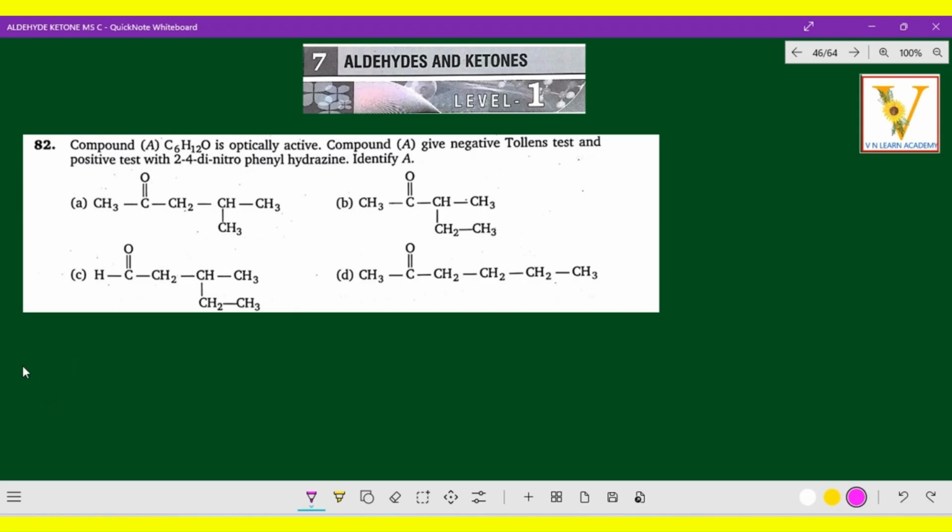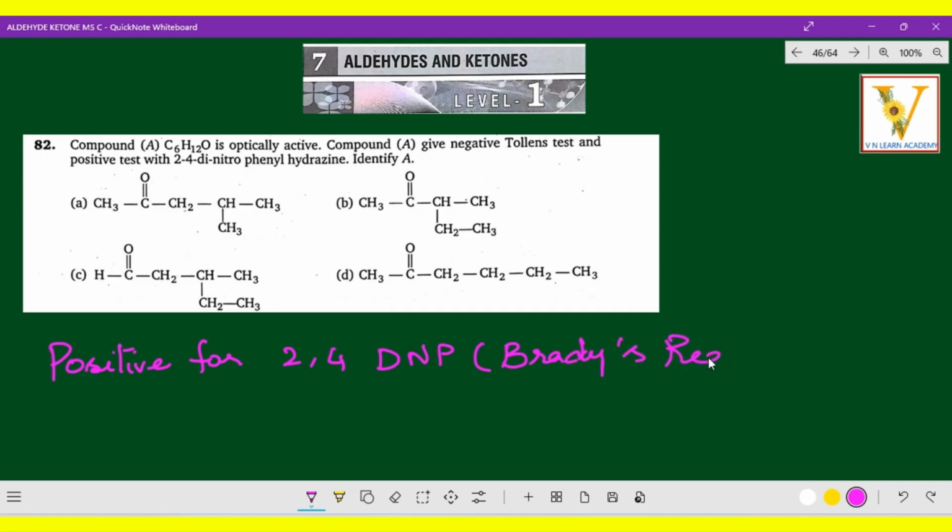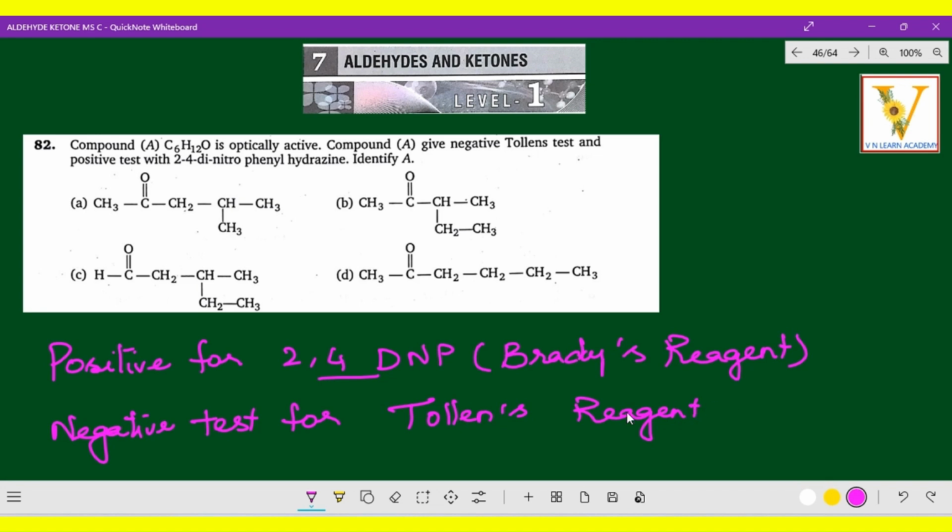Right now, let us check with that second key note. It is a positive test for 2,4-DNP. You know what 2,4-DNP is? Brady's reagent. Brady's reagent is also known as 2,4-DNP. So compound A will respond to 2,4-DNP, and give a negative test for the Tollens reagent.